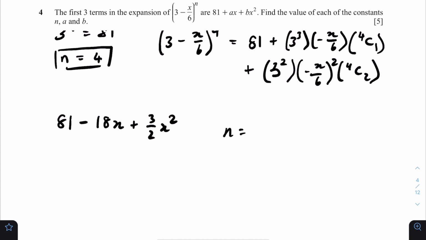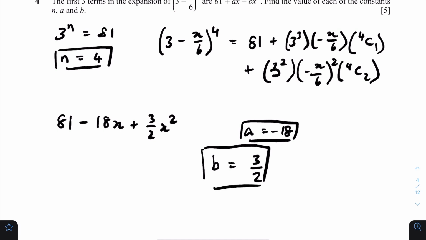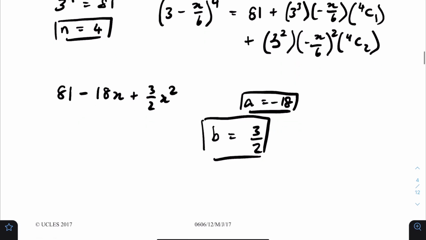Therefore, n is equal to 4. We've already established that. So a has to equal negative 18 based on the fact that that's the coefficient of x, and the coefficient of x squared is b, which is 3 over 2. So that's our answer. Let's move to the next question.